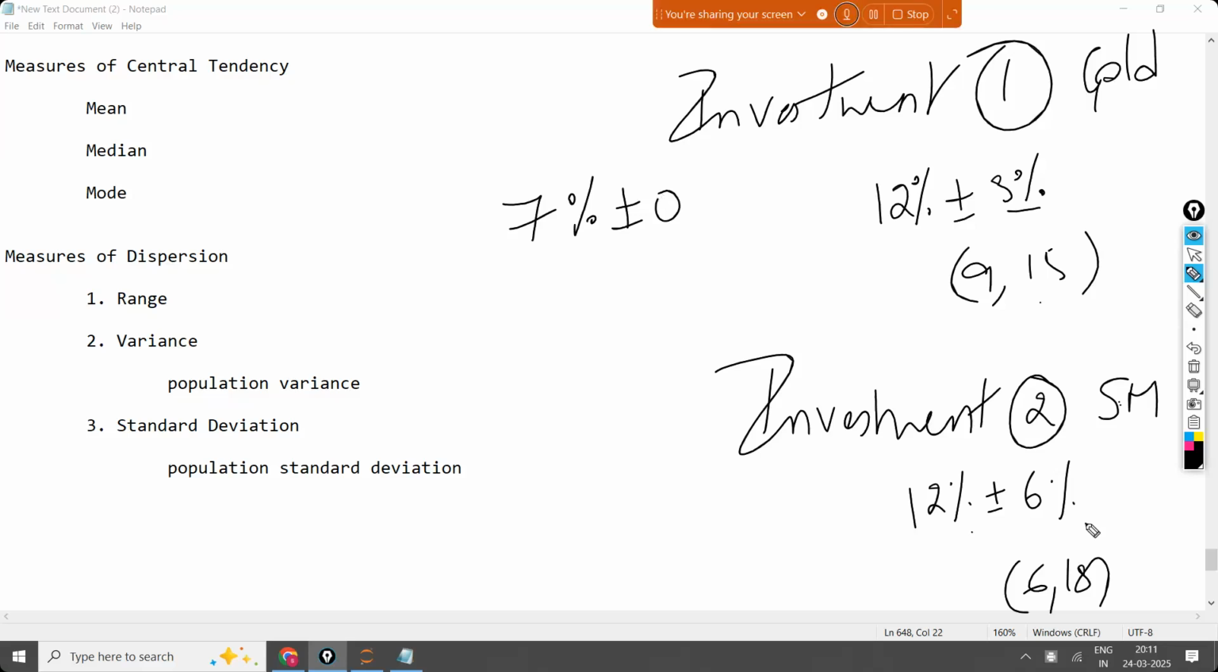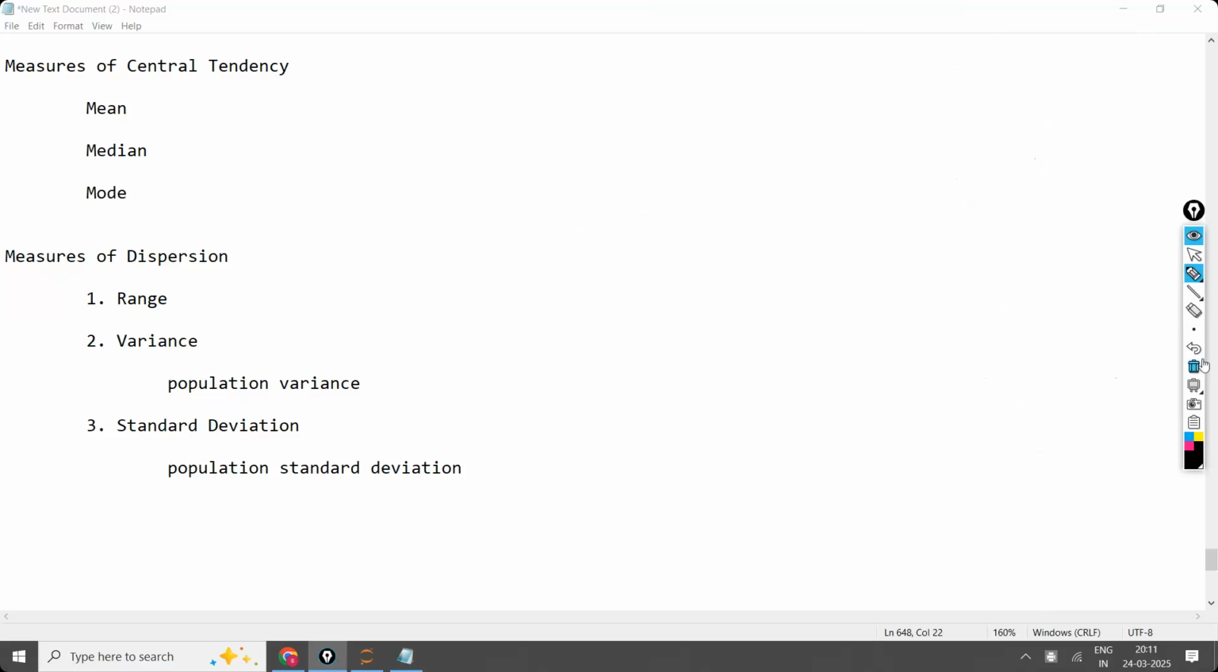Whereas this one has the high risk. That risk is called standard deviation. When the standard deviation is low, almost every time the values are close to the average value. If the standard deviation is high, high fluctuations will be there, on that side or this side. Fluctuation will be high on both sides.